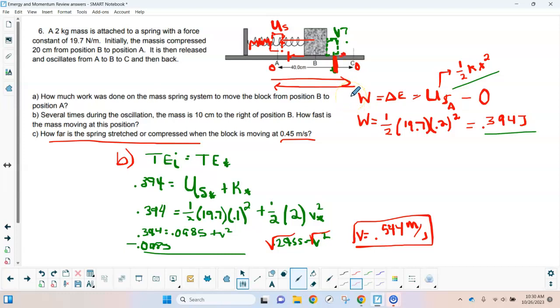So we're going to be able to figure that out in a really similar way. We're going to use conservation of energy. It's basically the same setup for part C here.